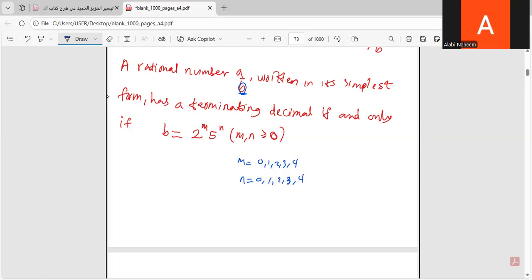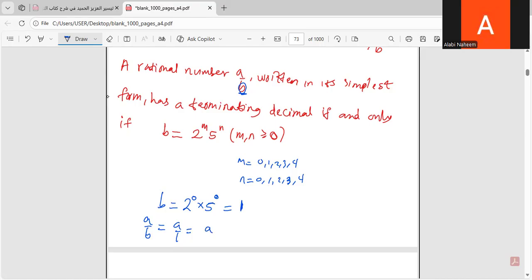Exactly. So m and n can be 0, and they can be greater than 0. So in the case where m and n are 0, B will be what? B is going to be 2 to the power 0 times 5 to the power 0. In the case where m and n are both 0, B equals 1. So obviously, if B is equal to 1, the fraction A over B becomes A over 1, and that is A. So it's obviously a rational number. There's no problem with that.